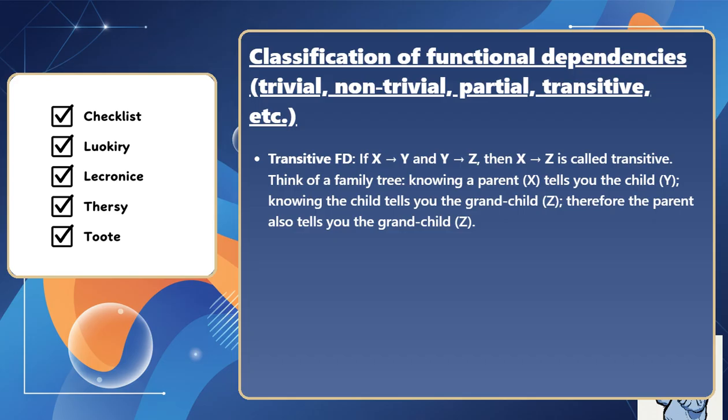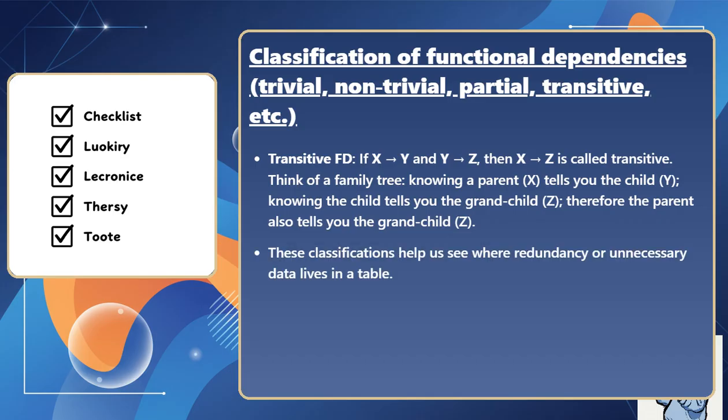Transitive functional dependency: if X determines Y and Y determines Z, then X determines Z is called transitive. Think of a family tree. Knowing a parent X tells you the child Y, knowing the child tells you the grandchild Z. Therefore, the parent also tells you the grandchild Z. These classifications help us see where redundancy or unnecessary data lives in a table.